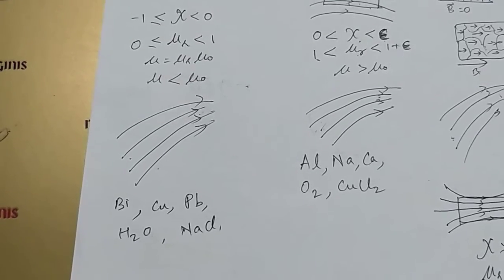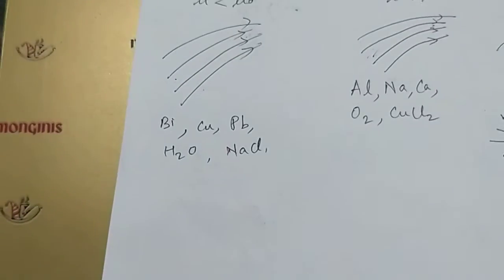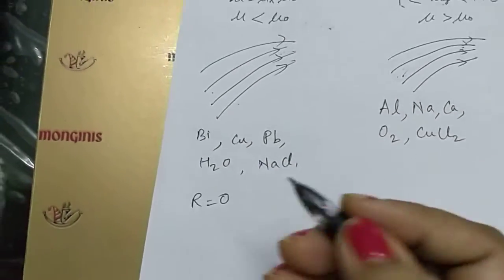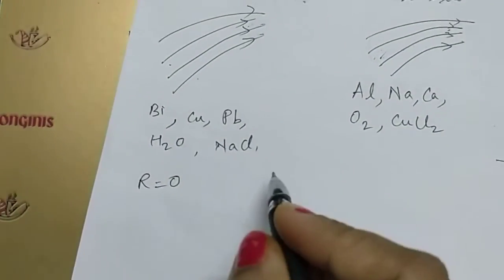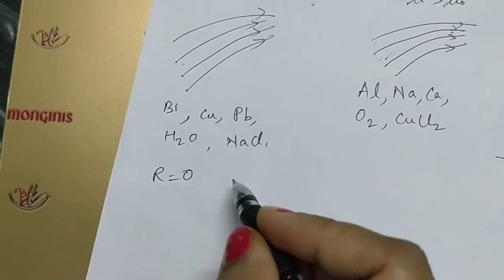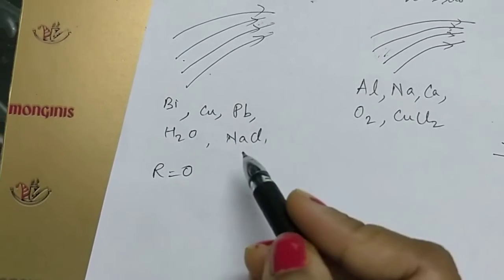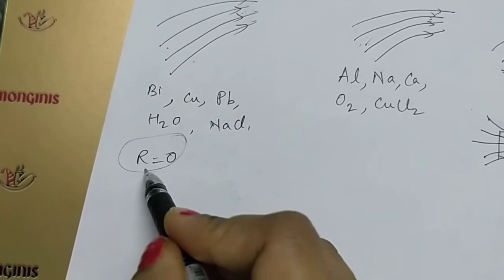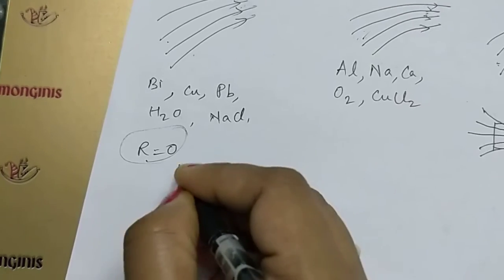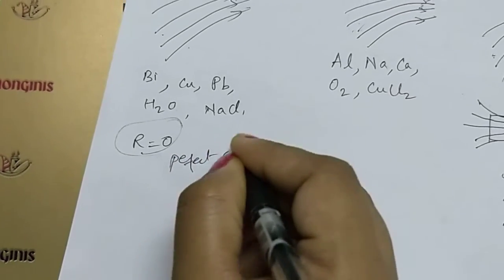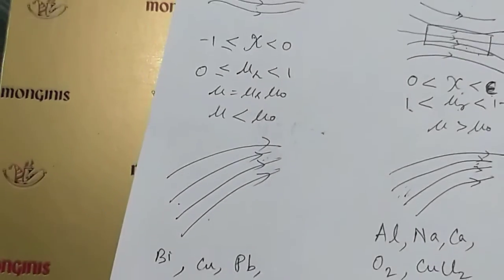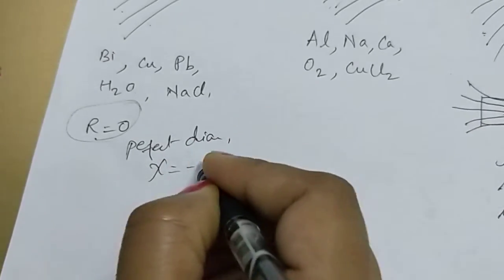Now superconductors. A superconductor has perfect conductivity, meaning its resistance will be 0. Generally, superconductivity is shown at low temperature. And superconductors show perfect diamagnetism. In perfect diamagnetism, I told you the value of susceptibility Xi will be equal to -1.